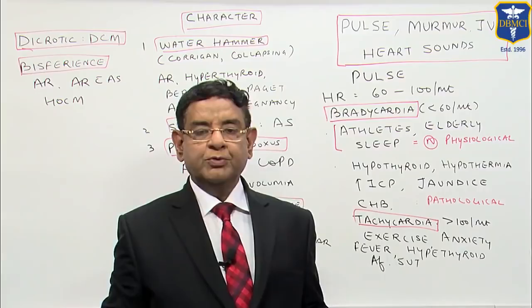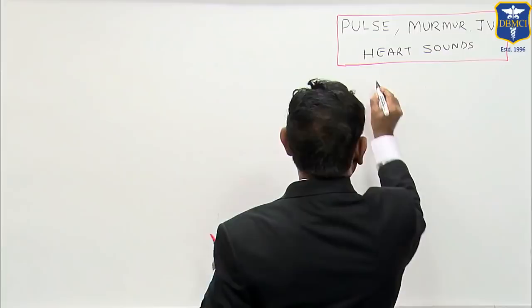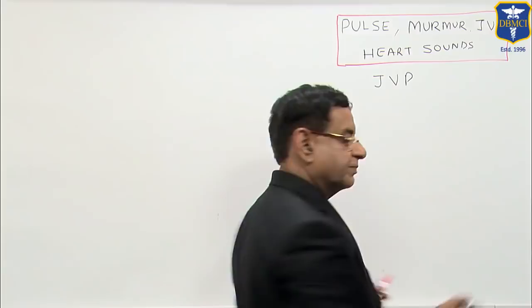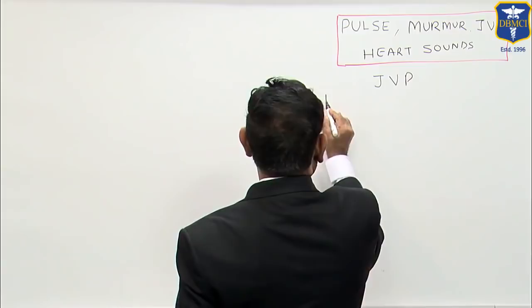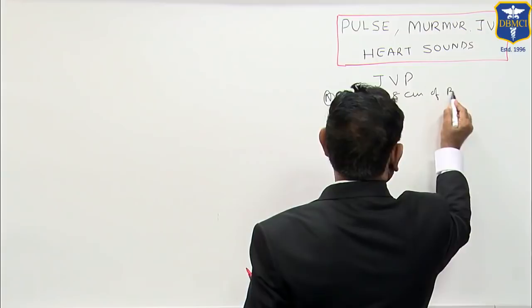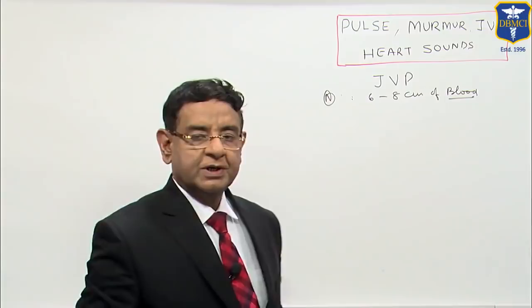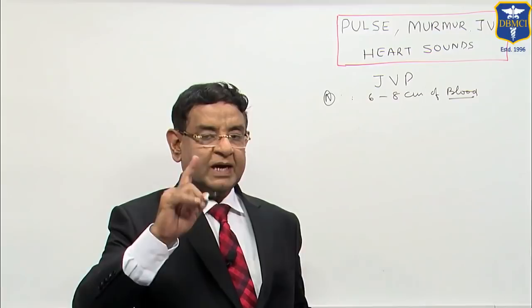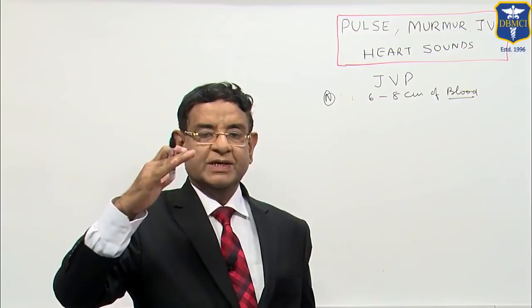Now I will be talking to you about the JVP, jugular venous pulsation, that we see in the internal jugular vein. Normal height of JVP is about 6 to 8 centimeter of blood. This is an important point to know. When we are looking at the JVP of a patient, we are looking at the height of the blood where the pulse is coming. So it indicates the centimeter of blood height.